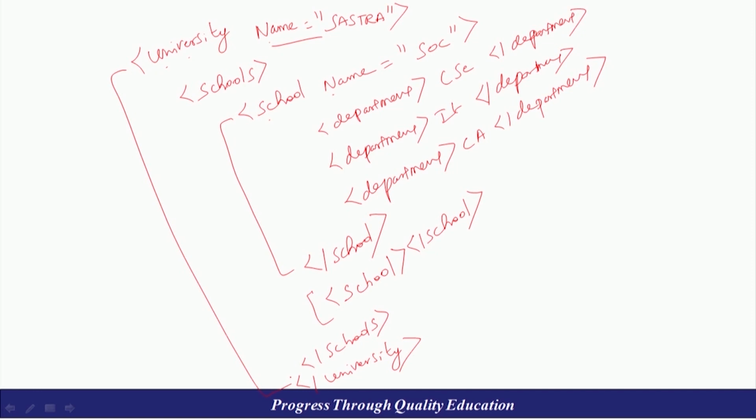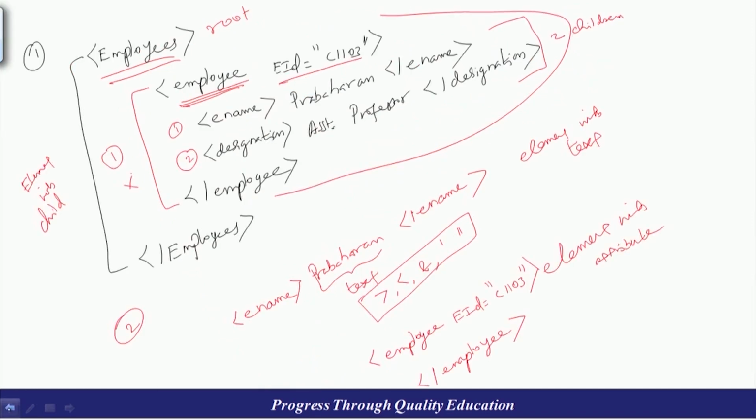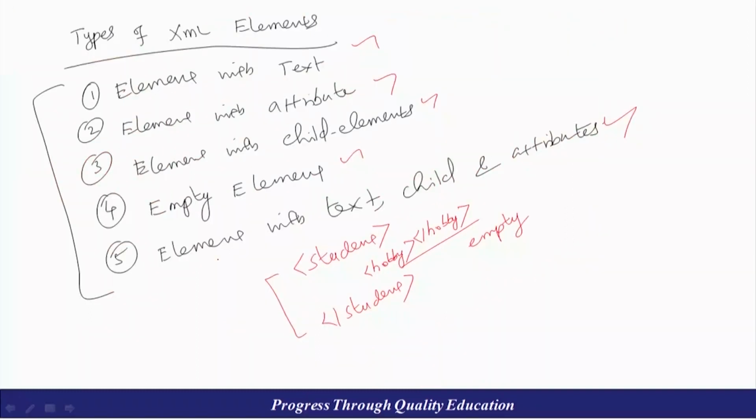Element can be carrying child elements, attributes, text, but attribute is added information. So we need any one entity, and for that entity, we are providing additional information. So this is an example for the fifth one, element with text, child and attribute.